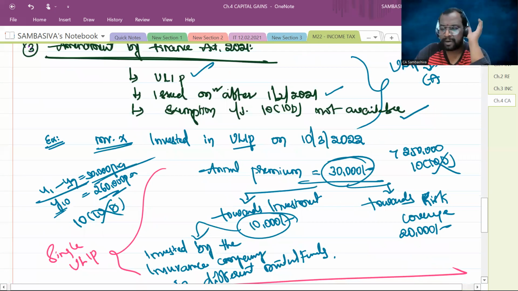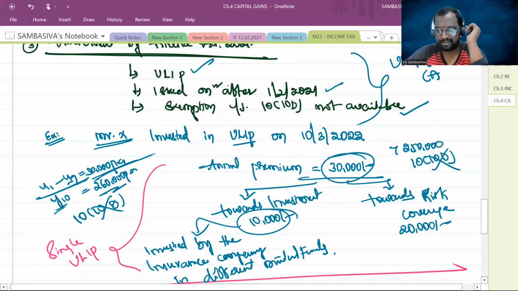Suppose that the annual premium paid by you is less than 2,50,000. Then you are eligible for Section 10(10D) exemption benefit. Whatever the lump sum amount you are receiving on maturity of the policy, it is fully exempted from tax. So there is no need of treating your ULIP as a capital asset. The ULIP should be treated as a capital asset only when these conditions are satisfied.